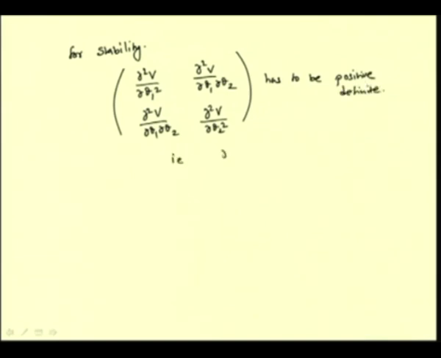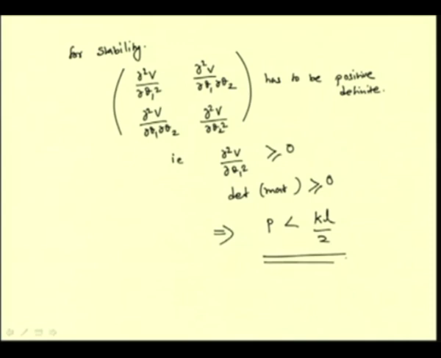That is dou square V by dou theta 1 square is greater than 0 and the determinant of this matrix has to be greater than 0. This implies, if we solve, that P has to be less than KL by 2. So, this gives the condition for the stability of these two links. So, in this lecture we saw how to analyze the stability of equilibrium of structures using the potential energy functions.